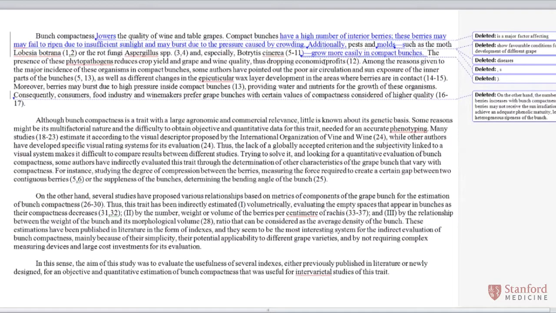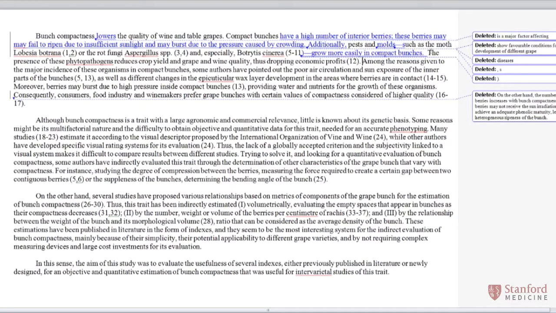And then the author gives a whole bunch of reasons why pests and molds might like the compact bunches better. I think we can get this all into one sentence. This study is actually about measuring how we measure compactness. It's not about the pests and molds that grow there. So I don't think we need to give all the reasons why they might prefer to grow there. We just need to give the reader a taste of why it is they might like that environment. So I'm going to shorten things a little bit, trim things a little bit here, and put it all in one sentence.